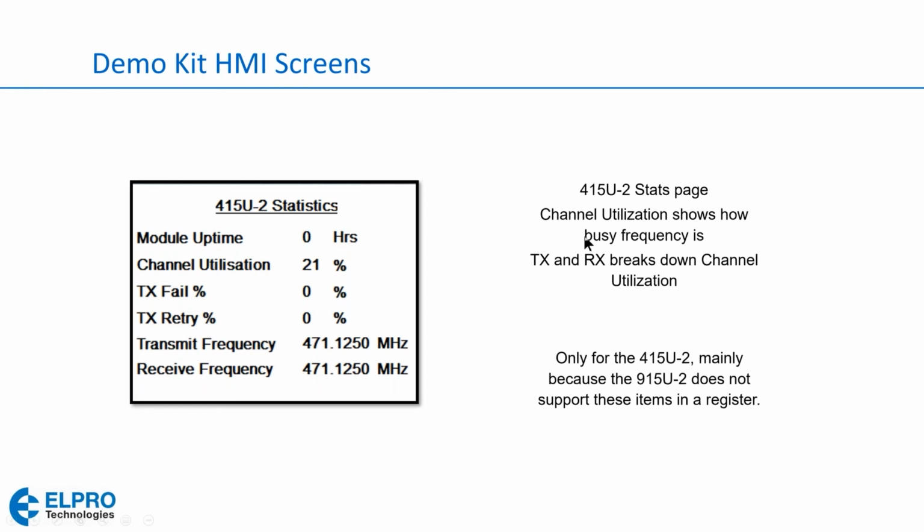So there's one extra screen for the 415U2, and it just shows you your channel utilization. Like, how busy is this frequency right now? Is somebody else using my frequency channel or not? And it breaks it down to how often the transmits failed, or how often the transmits had to do retries because somebody else was transmitting, or it did not get an acknowledgement from the opposite radio.